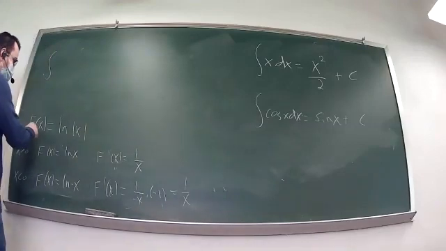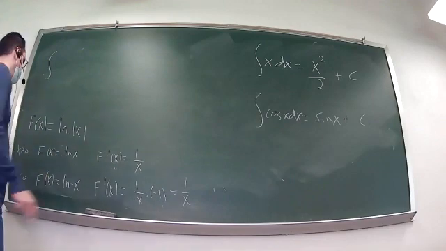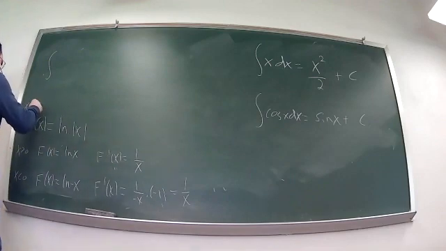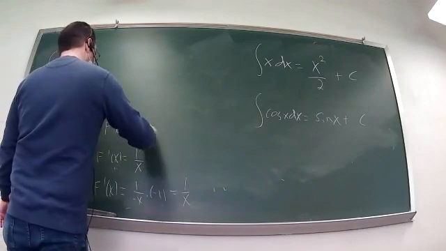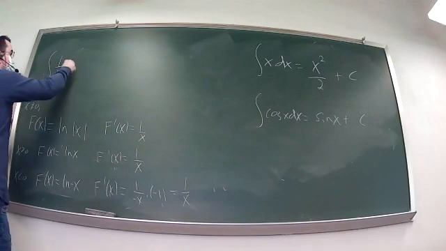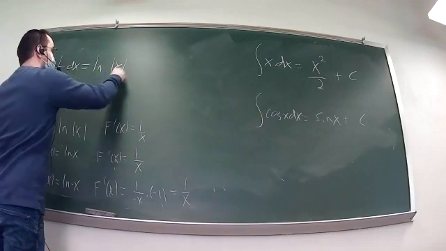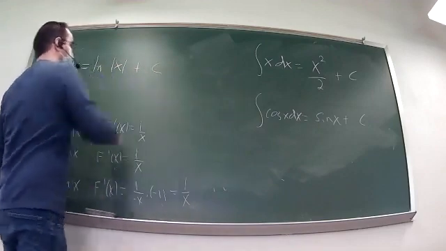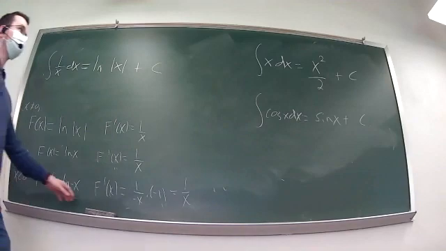So evidently natural log absolute value of x, for any x not equal to 0, has derivative 1 over x, and that's telling us that the indefinite integral of 1 over x dx is equal to natural log absolute value of x, and then you can add a constant to that. So just as a for instance.